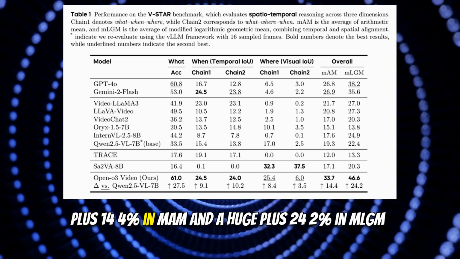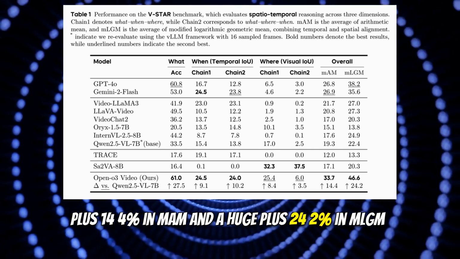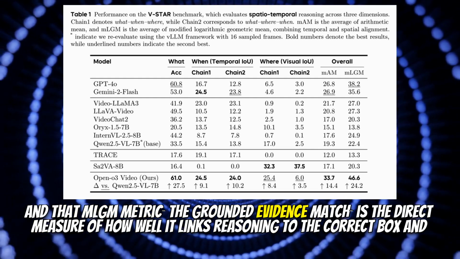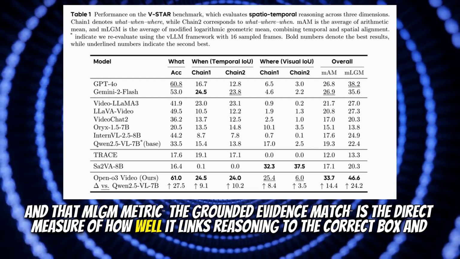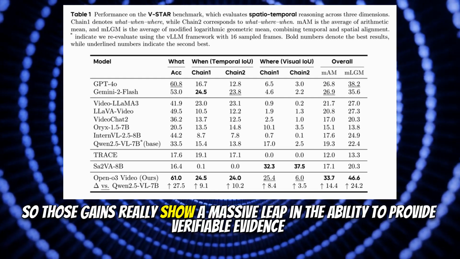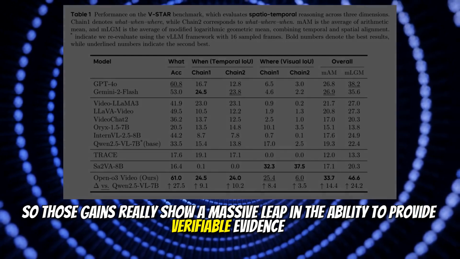Plus 14.4% in MAM and a huge plus 24.2% in MLGM. And that MLGM metric, the grounded evidence match, is the direct measure of how well it links reasoning to the correct box and timestamp. So those gains really show a massive leap in the ability to provide verifiable evidence.